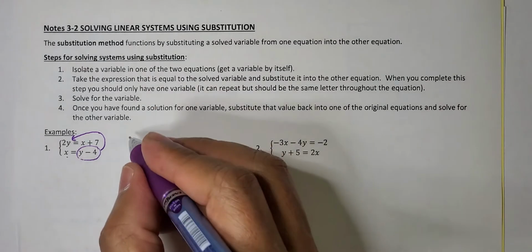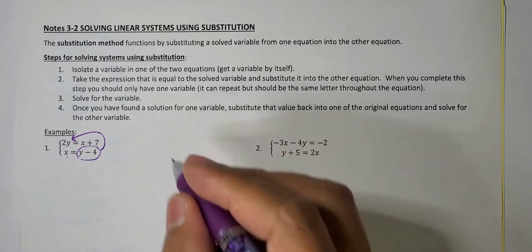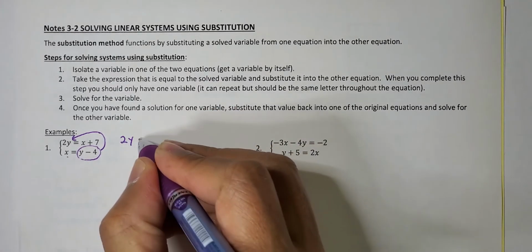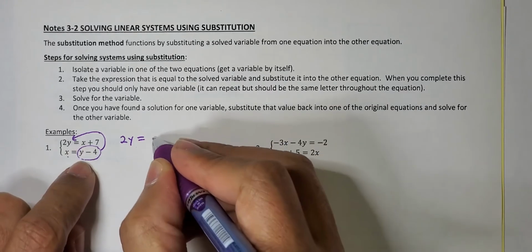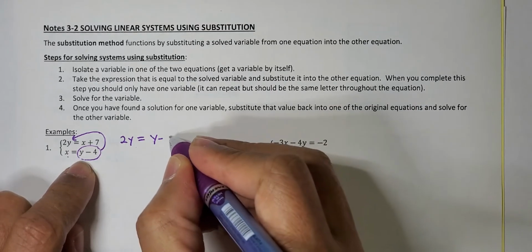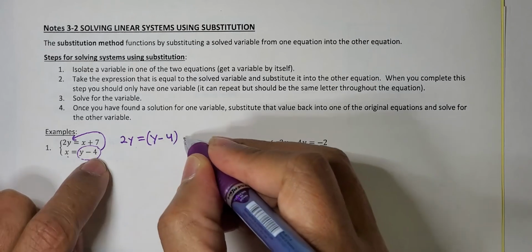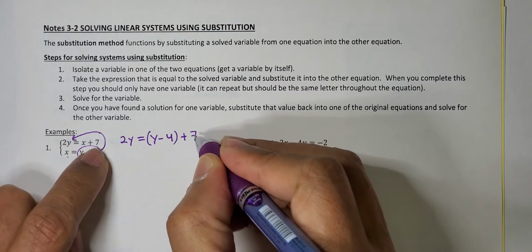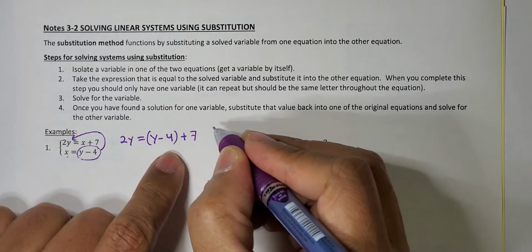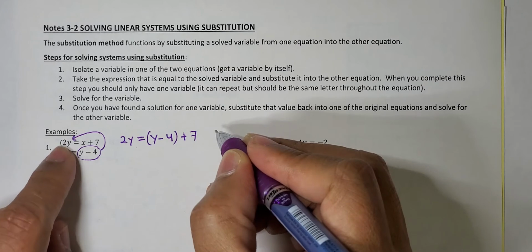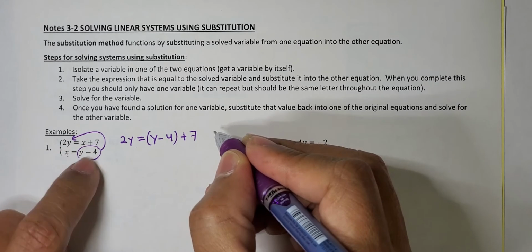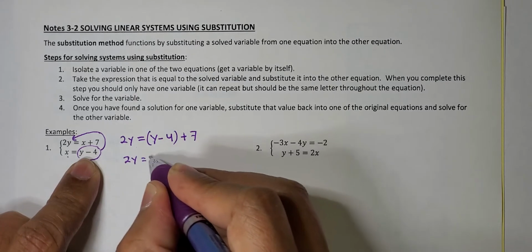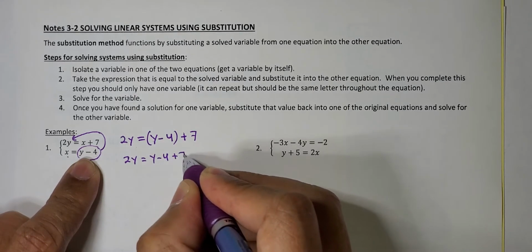So then this is going to be written in the following form. So this is going to be 2y equals, and instead of x, it's going to be y minus 4. And then I'm going to add 7. So that 7 is coming from here. So this is why it's called substitution. We're substituting for x here, because x is equal to this. And then I'm going to just remove the parentheses. So this is equal to y minus 4 plus 7.